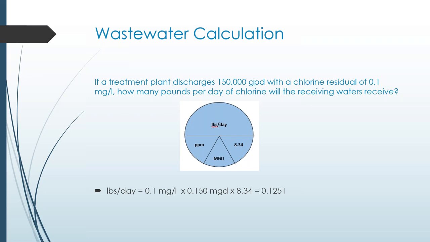Now, of course, that wasn't rocket science, but it is a relatively simple equation that you can perform in order to get a grasp on how many pounds per day of chlorine that you may be feeding the receiving stream, particularly if you're not dechlorinating. Keeping in mind the toxicity of chlorine and the negative impact that it could have on aquatic life.